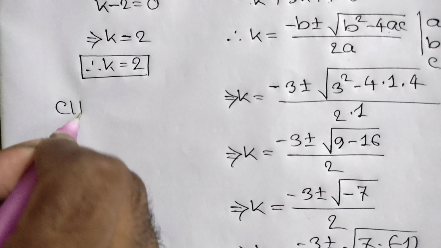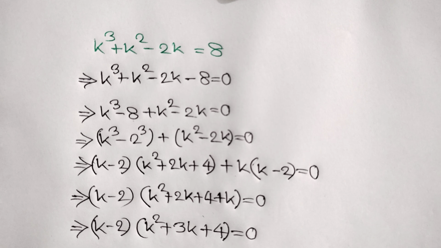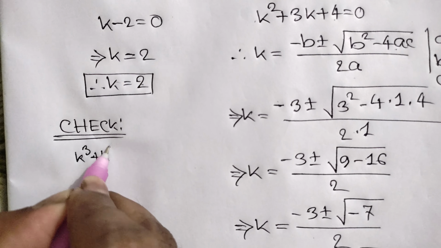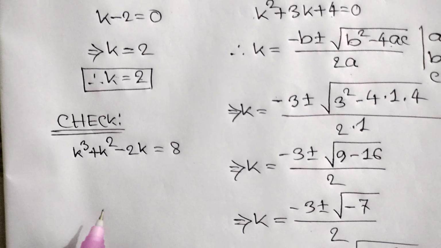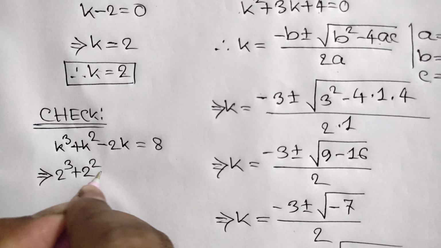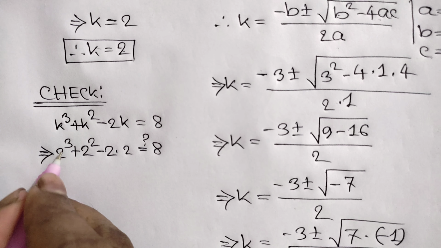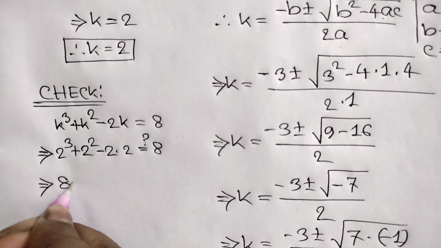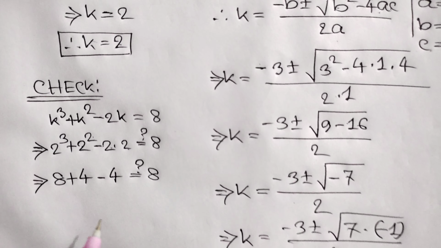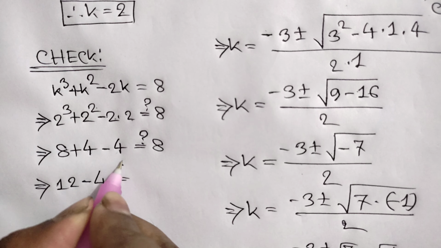Now check, here k is equal to 2, our equation is k cube plus k square minus 2k is equal to 8. Here k is equal to 2, so we can write here 2 cube plus 2 square minus 2 times 2, is it equal to 8? Or 2 cube, that means 2 times 2 times 2 is 8, plus 2 square is 4, minus 2 times 2 is 4, is it equal to 8? Or 8 plus 4 is 12, minus 4, is it equal to 8?